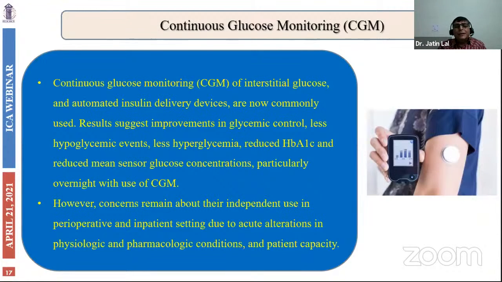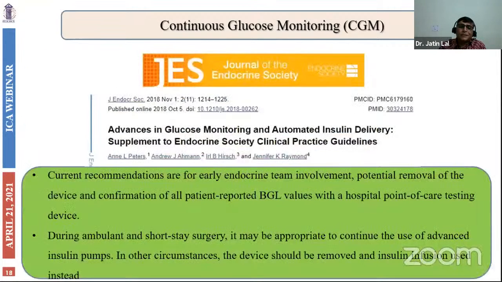Then we have continuous glucose monitoring, which is the monitoring of interstitial glucose, and automated insulin delivery devices are commonly used. Results suggest improvement in glycemic control, fewer hypoglycemic events, reduced HbA1c, and reduced mean sensor glucose concentrations, particularly overnight with the use of CGM. However, concerns remain about their independent use in the perioperative and inpatient settings due to acute alterations in physiological and pharmacological conditions and patient capacity.